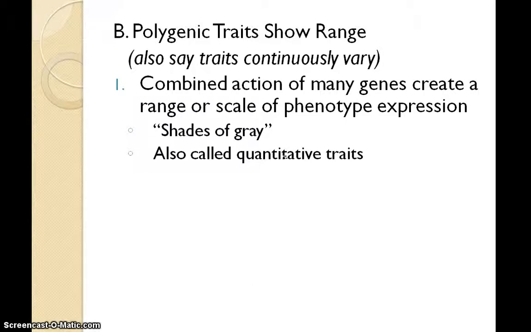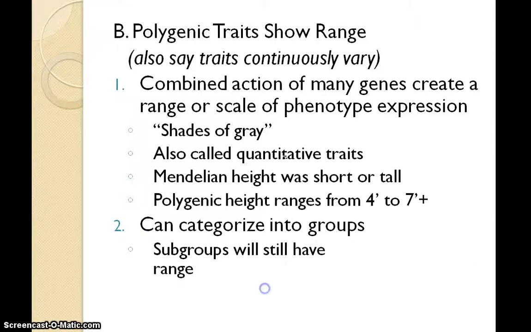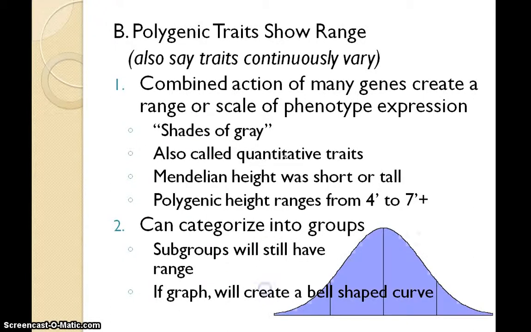Again, a Mendelian height in the plants was just short or tall. It was one or the other. This is not true with polygenic height that we see in humans. In humans, height can range anywhere from 4 feet to 7 feet and still be in the normal range. When we graph these things, we can put them into groups. Some people are tall, some people are short, but these are subgroups that still have a range. When we put these on a graph, the graph for these traits will almost always resemble a bell-shaped curve.